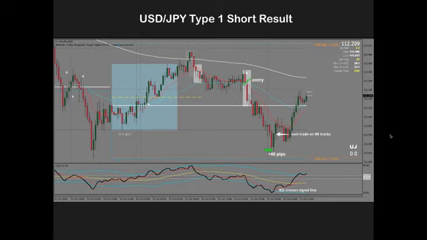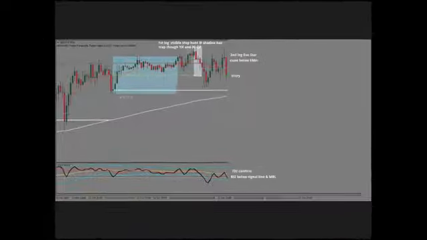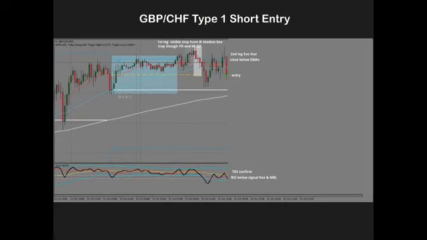We're going to look at another one. The next example we're going to look at is GBP CHF, another type 1 short. Here you can see this is our Asian box. We move outside of the Asian box, first leg, visible stop hunt at the shadow box. A trap through yesterday's high. You can see a trap through here once and then twice.